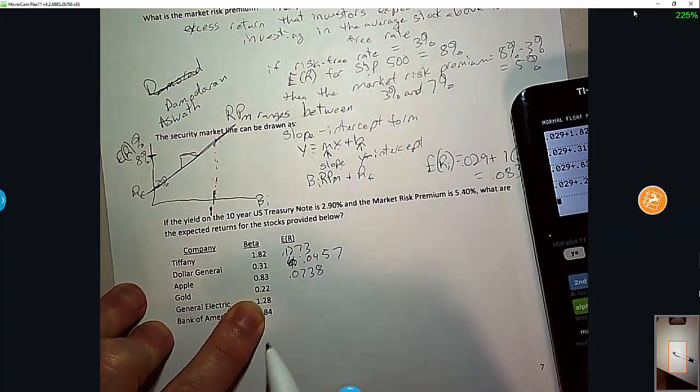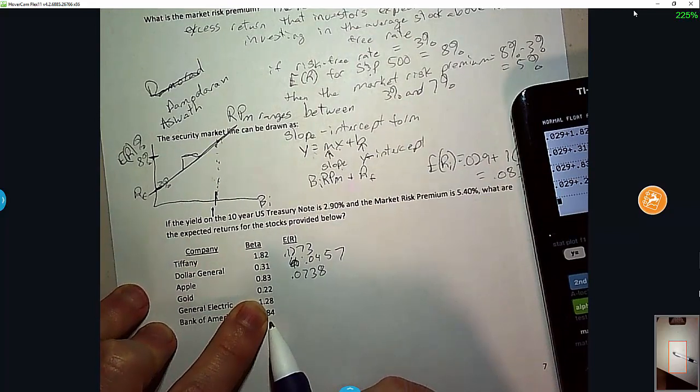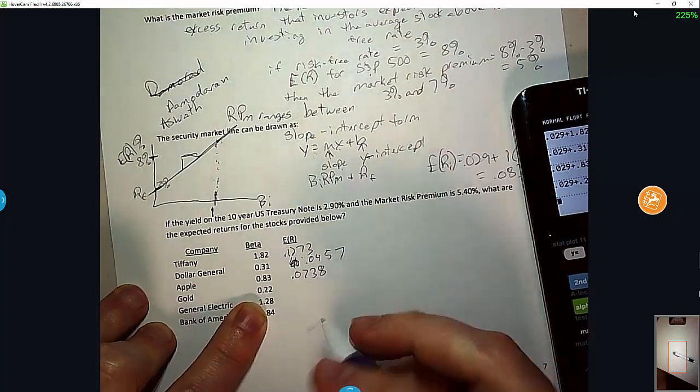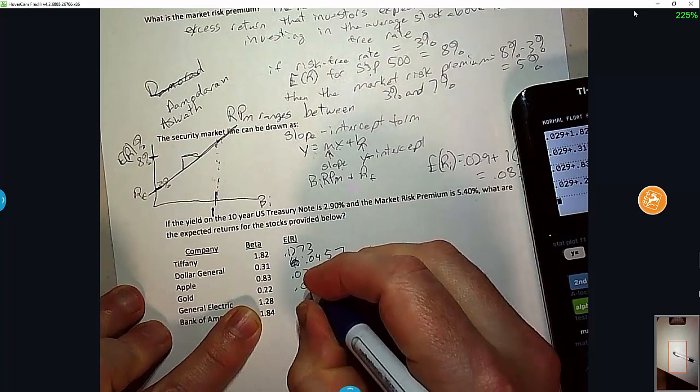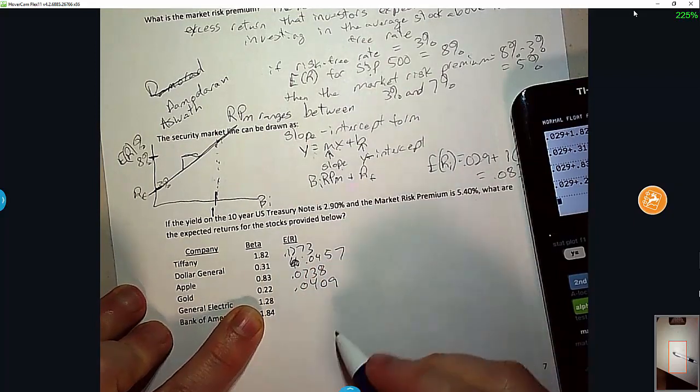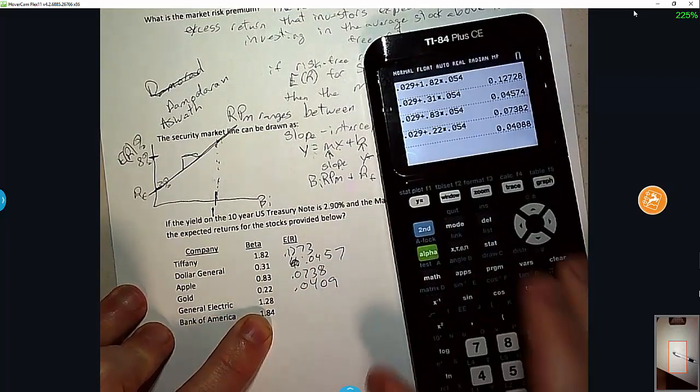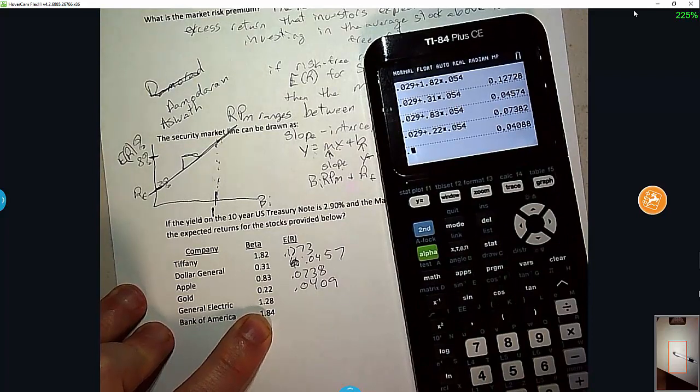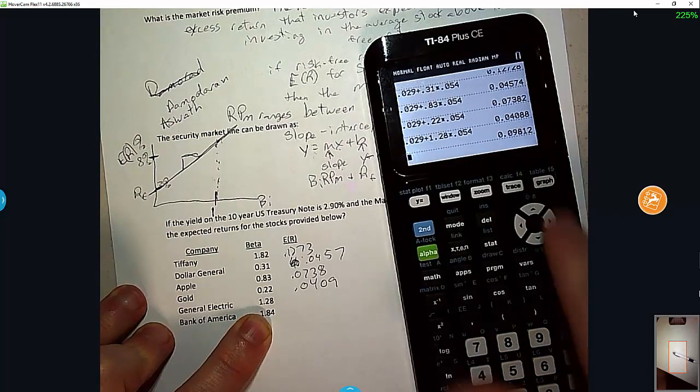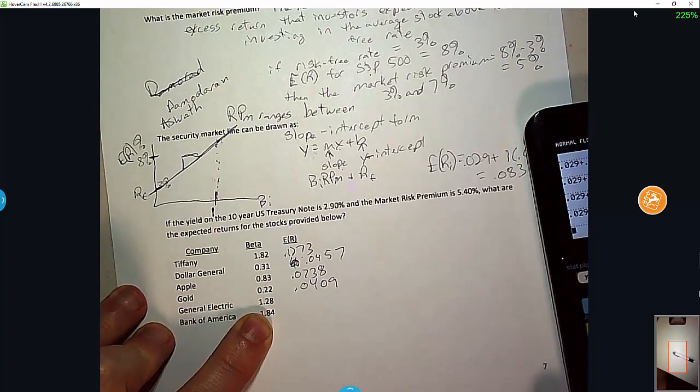Oh, sorry. Not 4.01, 4.09%. General Electric has a beta of 1.28, so we take 0.029 plus 1.28 multiplied by 0.054, or 9.81%.